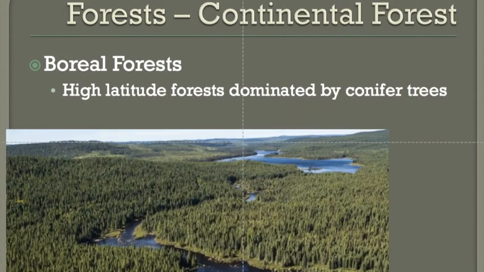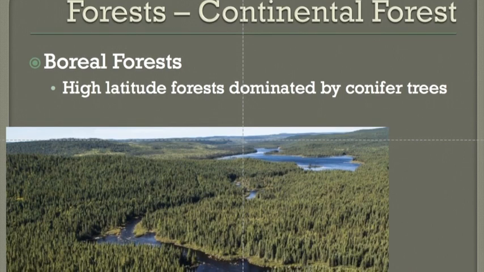We could also have a continental forest. So these are also referred to as boreal forests. So these are forests occurring in places that get pretty darn cold, not quite polar, but really cold forests. These are usually at high latitudes. So think of boreal forests.